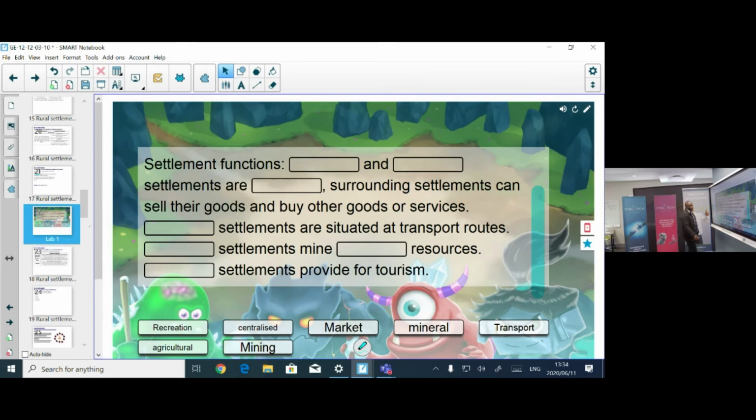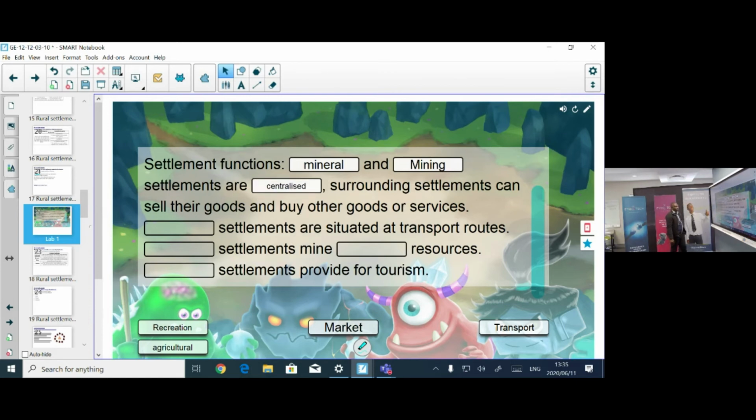Let's try with one word here. Mineral. Is it accepted? Settlement functions is mineral and what? Let's see if this one is going to. It's accepted. Then it says settlements are recreation, centralized, market, transport, agricultural. What are settlements? Are they centralized? Surrounding settlements?